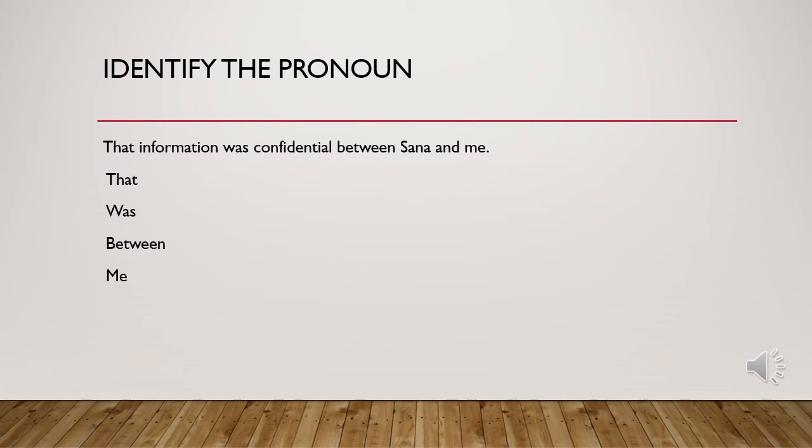Me is the first person singular personal pronoun, objective case. It is used when the pronoun is an object. I is used when the pronoun is the subject. Here it is the object of the preposition between. That is an adjective modifying the noun information. Was is the past tense of the verb to be. So our answer is me because it's pronoun.